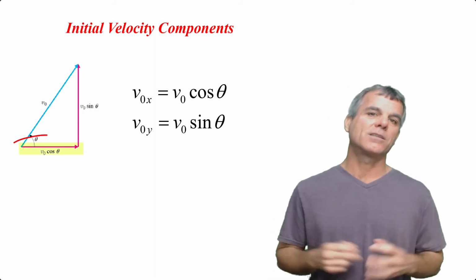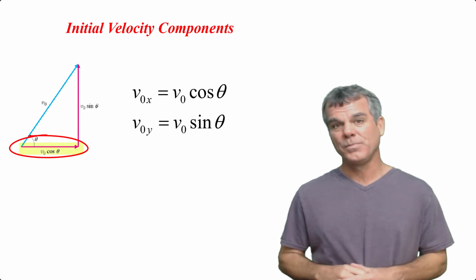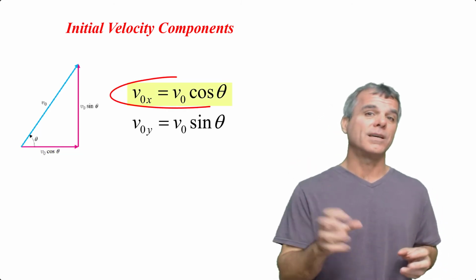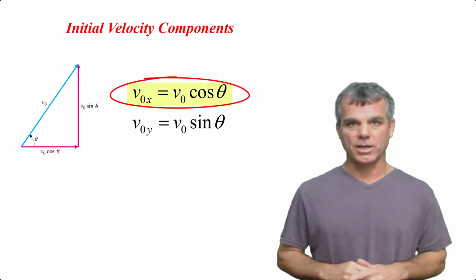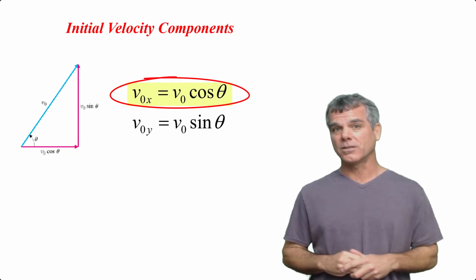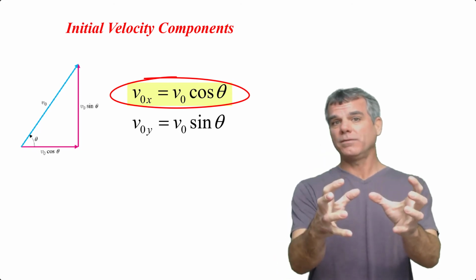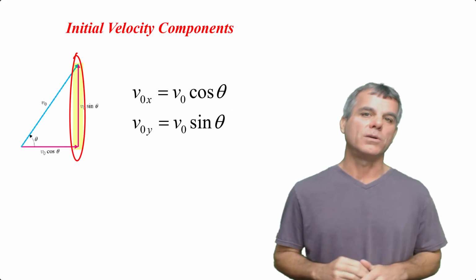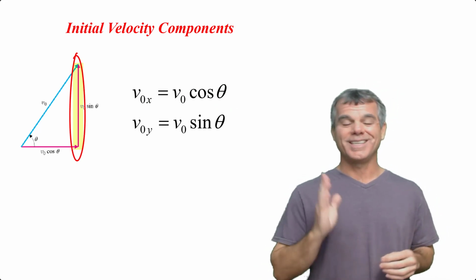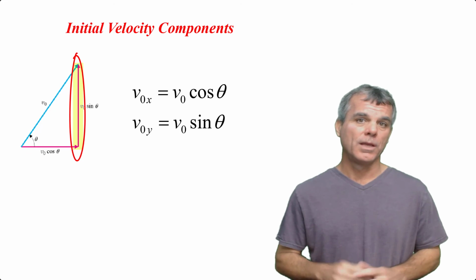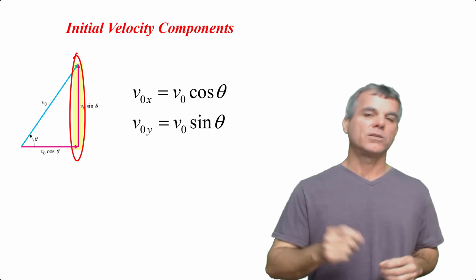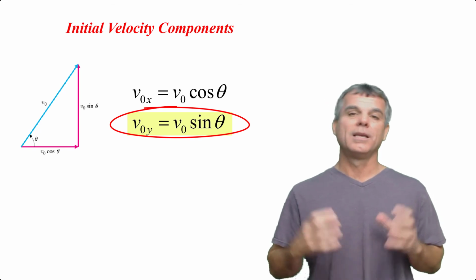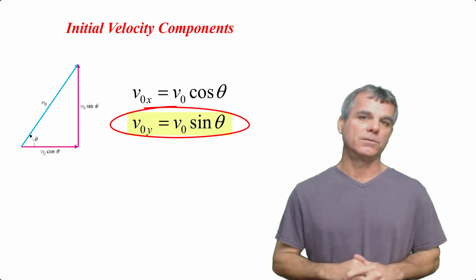then what you'll see is that the x component of the velocity, V naught x, is just the adjacent side, and it's going to end up being V naught times cosine of the launch angle. So the initial velocity in the x direction is the initial speed, V naught, times the cosine of the angle. The y component of the initial velocity, you'll see this is the opposite side to my launch angle. So the y component of the initial velocity ends up being equal to V naught, the initial speed, times the sine of the launch angle.